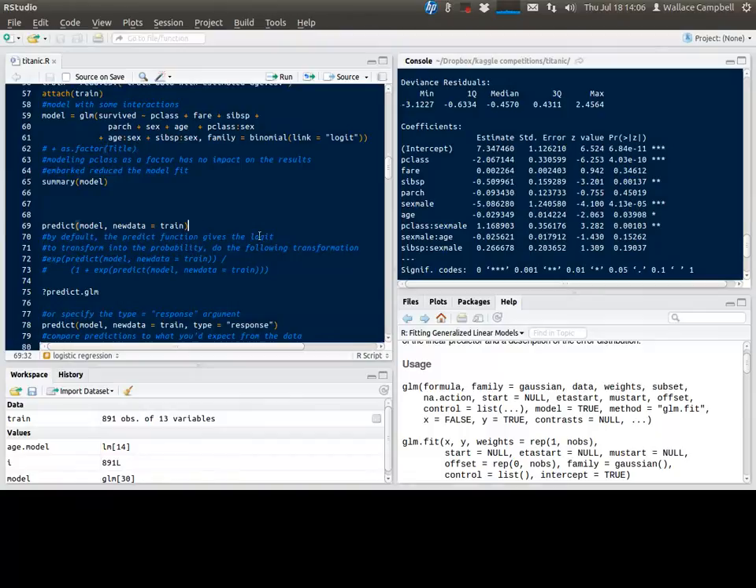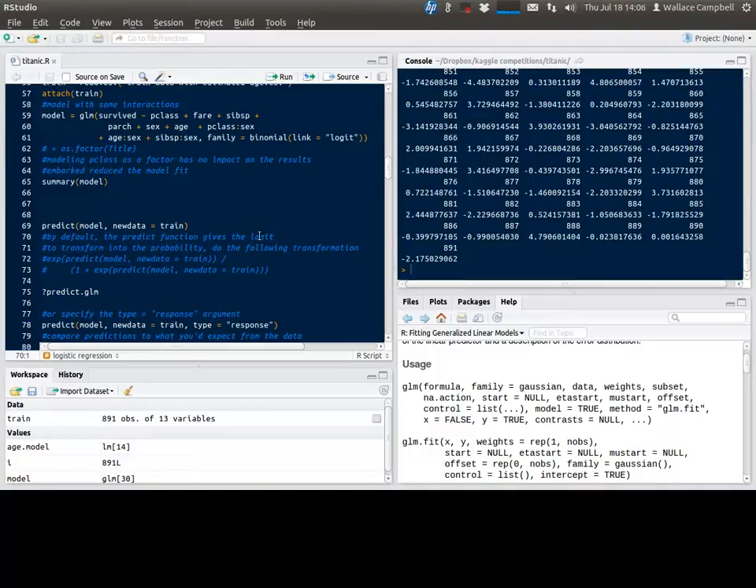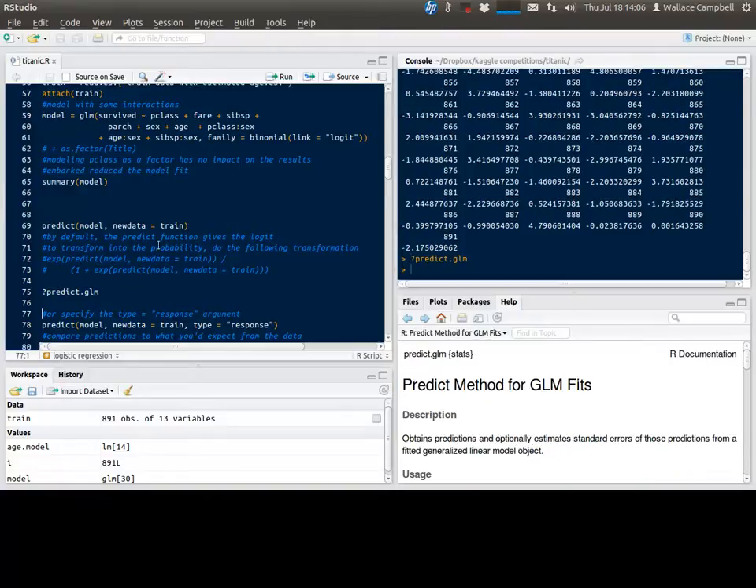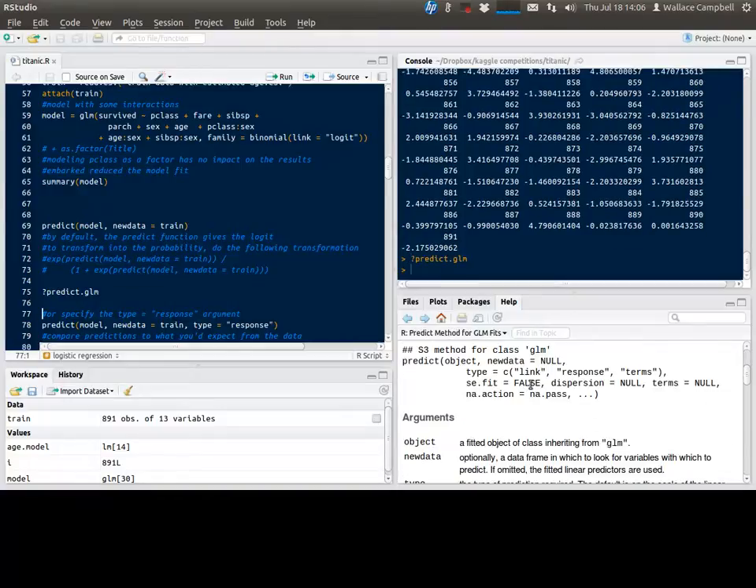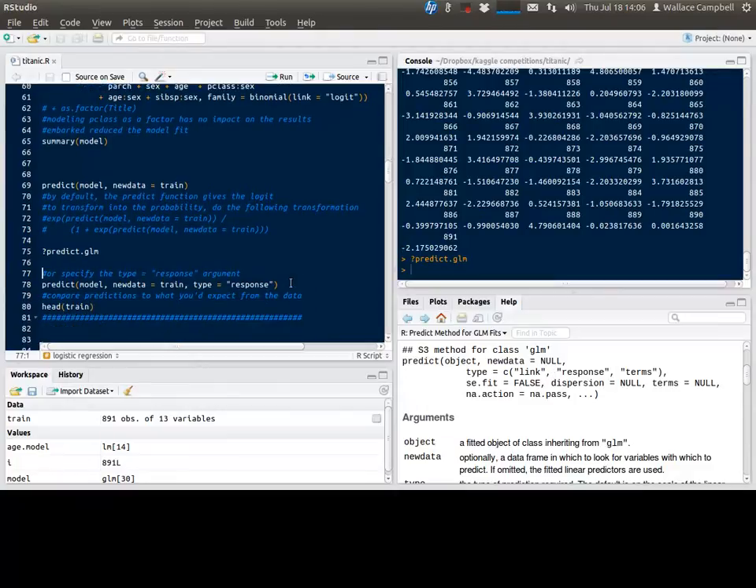And now to make predictions based on your model, on your training data set, use the predict function. And when I first saw this, it wasn't really what I wanted. I wanted probabilities. So I went to predict.glm and realized that I wanted type equals response is what gives you the probabilities. So let's look at that.